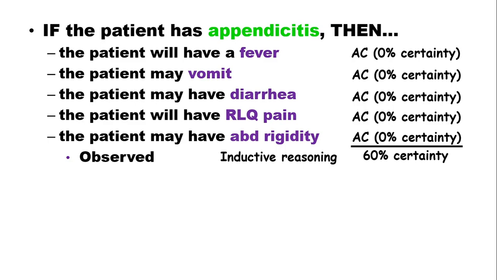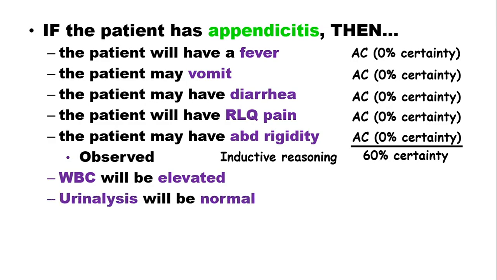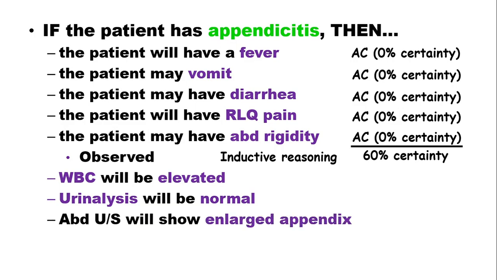So Dr. Karev, in his original assessment of the patient, has, let's say, a 60% certainty that the patient has appendicitis. He doesn't want to start treating on the basis of a 60% certainty, and so he makes further observable predictions. If the patient has appendicitis, the white blood cell count will be elevated. If the patient has appendicitis, then the urinalysis will be normal. If the patient has appendicitis, then an abdominal ultrasound will show an enlarged appendix. These are the predicted observations.